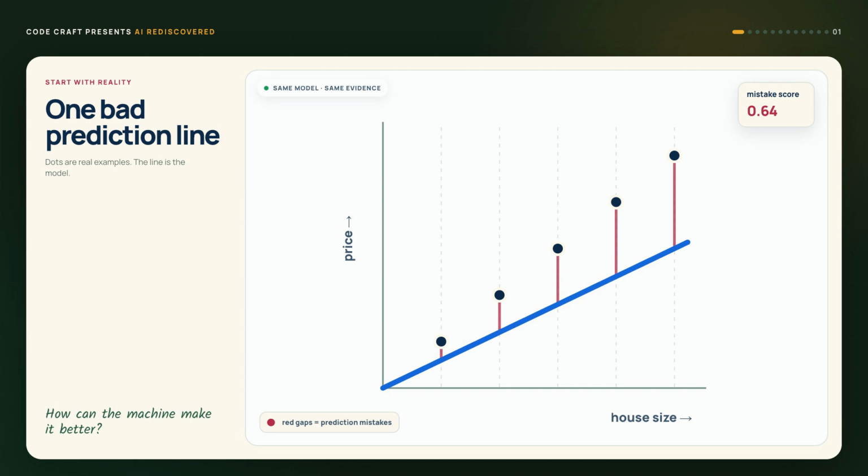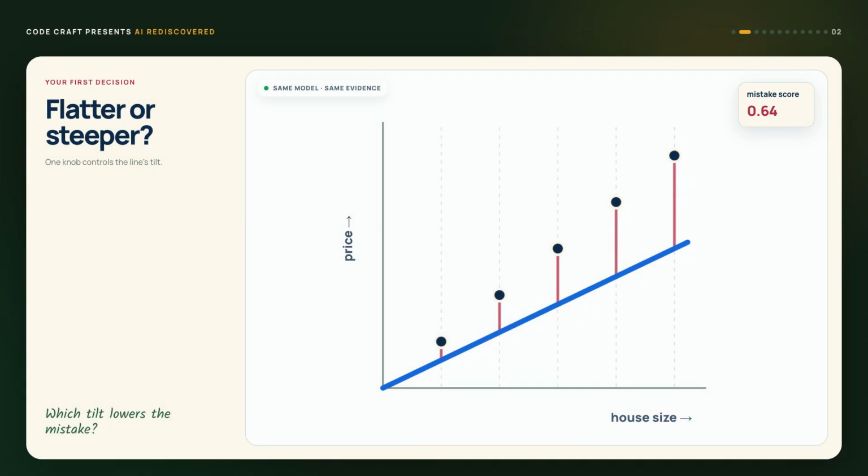Lower is better. In the last episode, we learned how to measure wrongness. Today, we have one new question. How can the machine change this line so the mistake becomes smaller? For now, the line has only one adjustable knob, its tilt. We call that knob the weight. The current weight is 1.2.